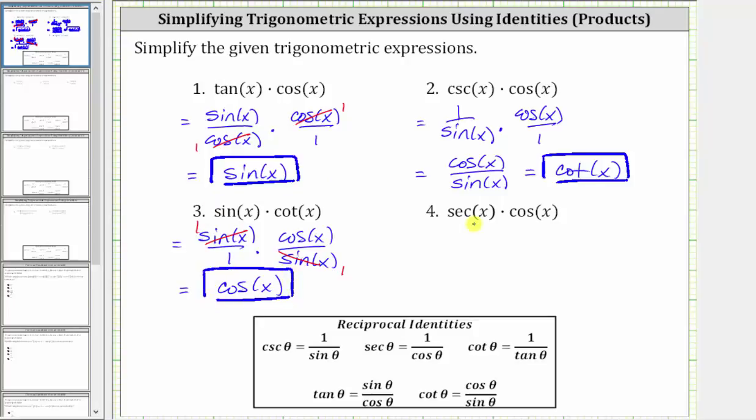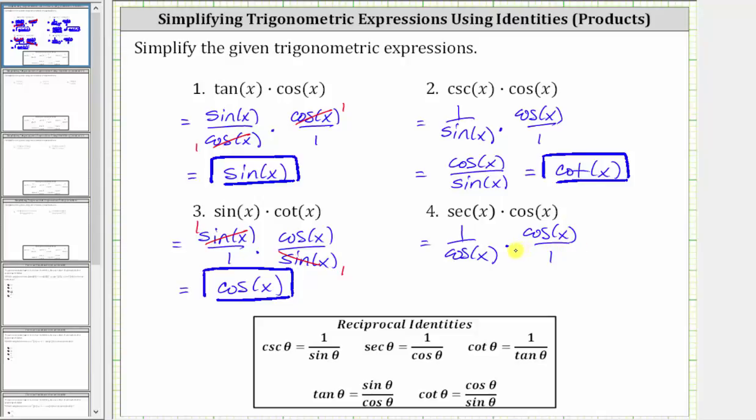And for the last example, we have secant x times cosine x. We should recognize that these two trig functions are reciprocals of one another, and therefore their product will be 1. But to show work, secant x equals 1 over cosine x, and therefore we can write the product as 1 over cosine x times cosine x, or times cosine x over 1.